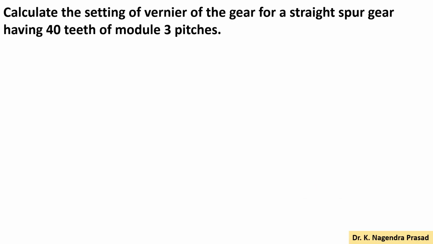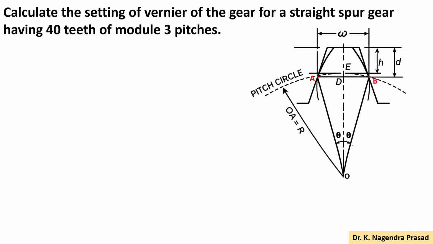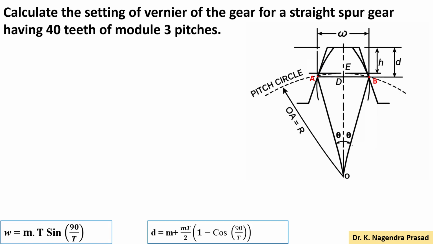Calculate the setting of vernier of the gear for a straight spur gear having 40 teeth of module 3. So in the question, we have to calculate the setting of the gear tooth vernier caliper. So this is the gear tooth vernier caliper. There are two settings required: one is the chordal thickness W and the other is the chordal addendum small d. We know the equations of W and d.